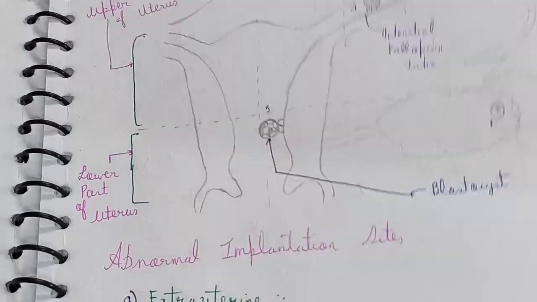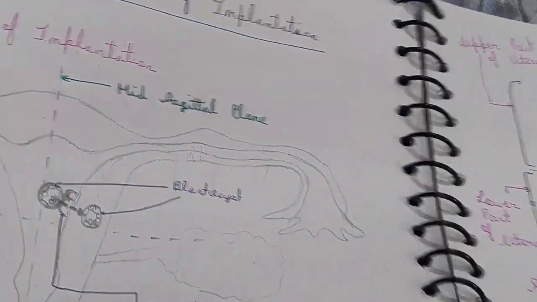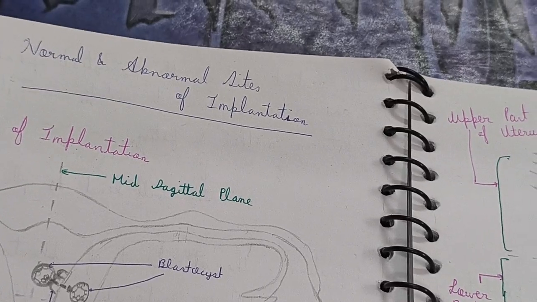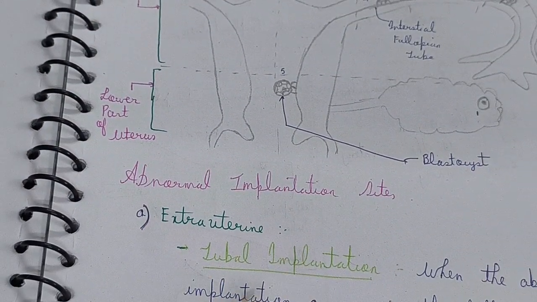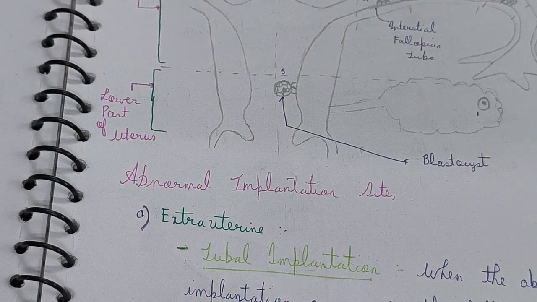That's all about the normal and abnormal sites of implantation. The most common is the tubal implantation, and this leads to ectopic pregnancy. So that's all. Thank you.